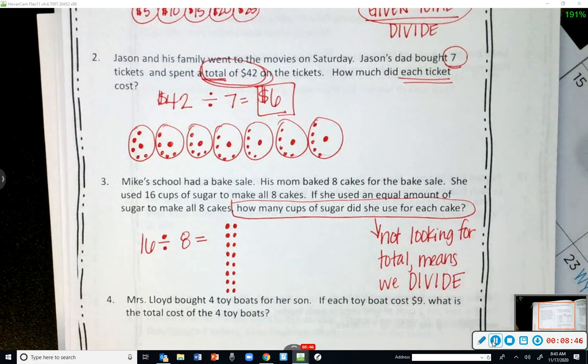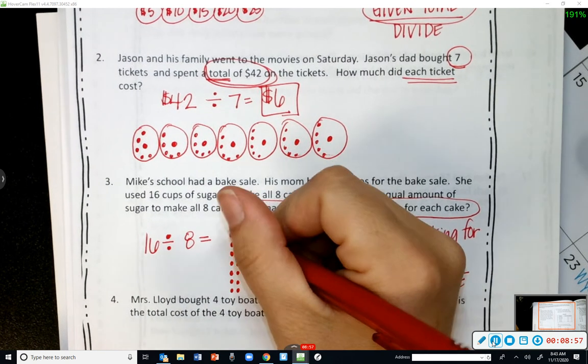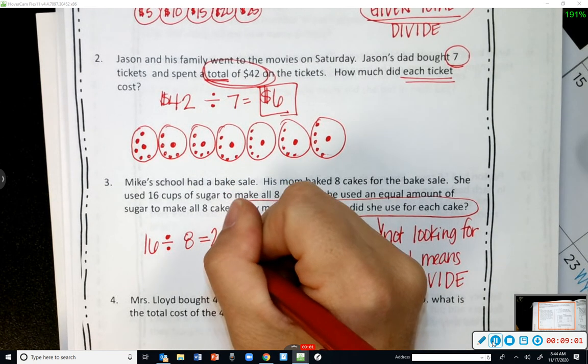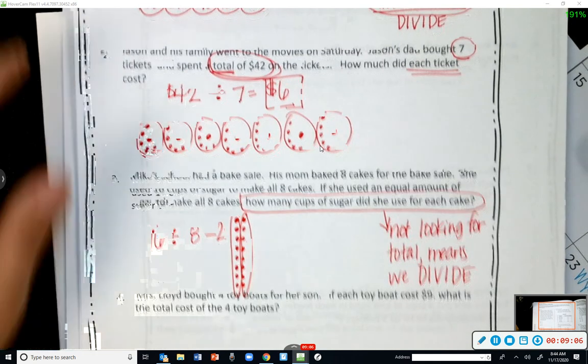What is my answer? Your answer is 2. What is my answer up there in the front? 2. Okay, pay attention. 2, very good, because we ended up with 2 columns. And I read the bottom. All right. Number 4.